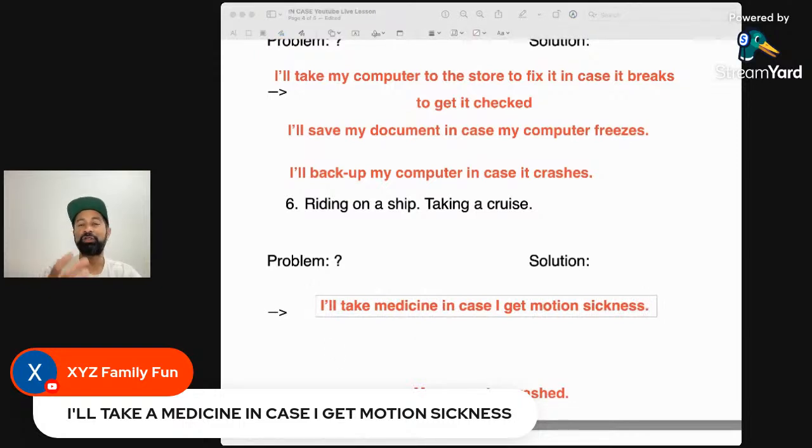Excellent. Motion sickness is any type of nauseous feeling that you get because of movement. Maybe the ship is going up and down, and you start to feel bad. You might throw up. So you take a pill. You want to stop that motion sickness.